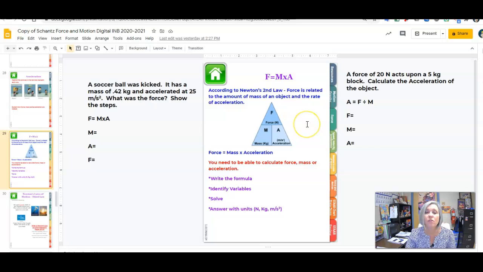Okay? So the same steps, identify what you know, what are you solving for, get your formula. Once you know that, solve it, and put an answer with the unit. So we're going to practice this today in two different ways.